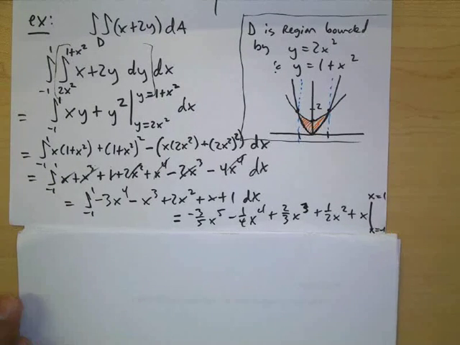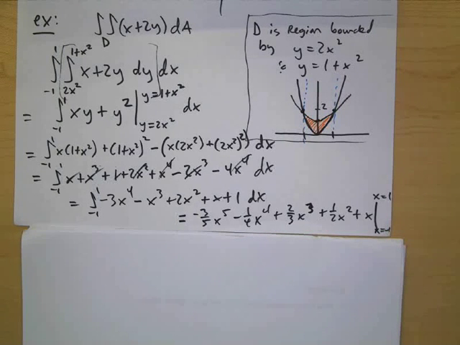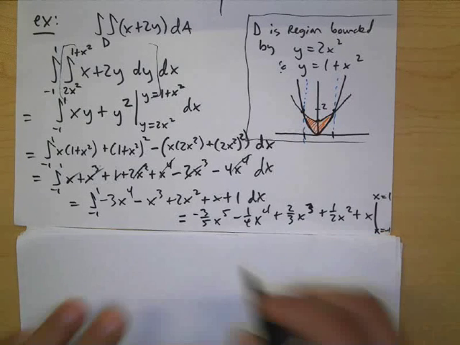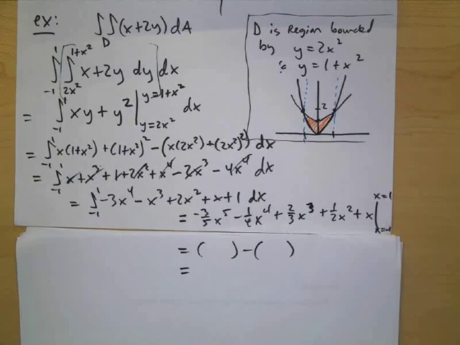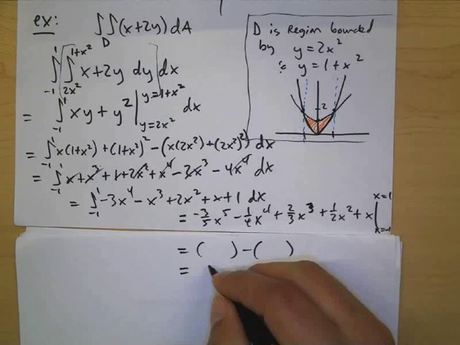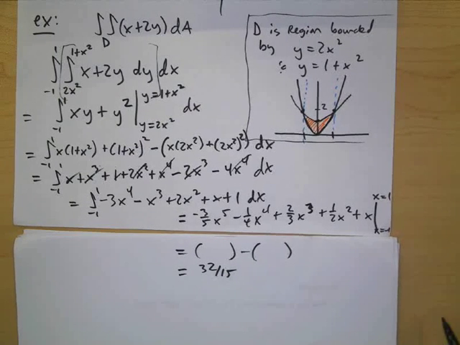You don't really need to plug it in twice. You can just do 2 times the whole thing, because you just have even powers. This is going to equal something minus something. Anybody have it? 32 over 15, thank you. So after you plug in 1 and negative 1 and subtract, you get 32 over 15.